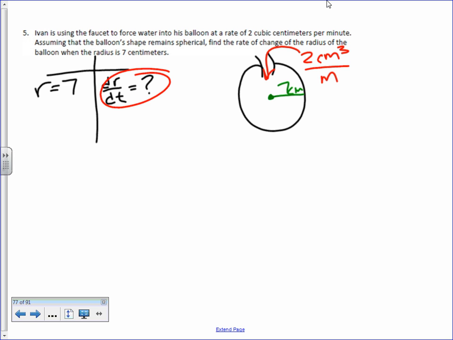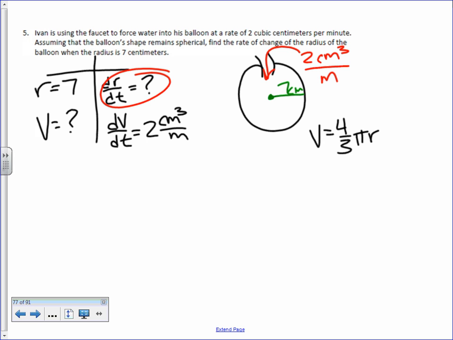Now this 2 cubic centimeters per minute going in, hopefully if we recall back to an earlier problem, that's dV dt equals 2 centimeters cubed per minute. And volume, do we know the exact volume right now? No, we don't. Okay, so I have some information about the change in volume. I have some information about the radius. I want to get dr dt. So I've got to think of an equation that's going to relate these things. The first equation that comes to mind, at least for me, is the volume equation. So volume equals 4/3 pi r cubed.